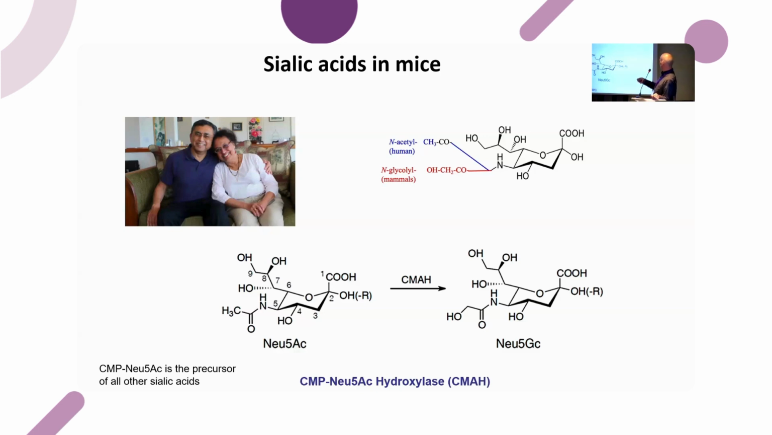But anyway, it's just a hydroxylation. And the interesting fact is that we, meaning humans, lost the enzyme activity 2 million years ago, more or less. So now we do not have an active enzyme. So this is a major difference between mice, or at least other mammals, and humans.